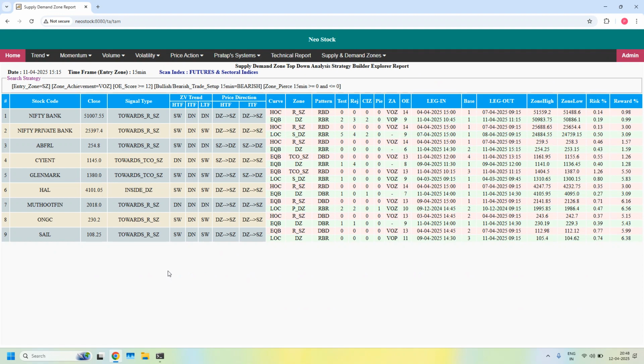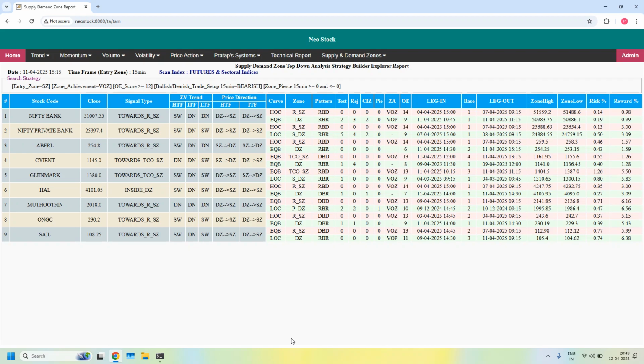With these filters, we got 9 stocks. All these 9 stocks are supporting bearish trade setup for daily income trade. And entry time frame zones are 15 minute supply zones. These are all 15 minute supply zones. Even Nifty Bank is also there.